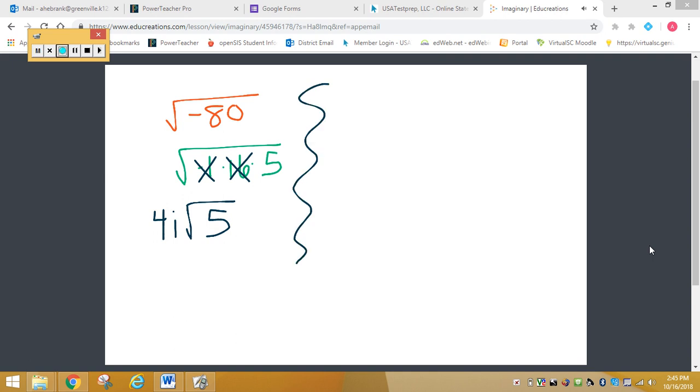Number 4 on your worksheet is going to look like this. Let's do 3 plus i times 3 minus i. Alright, so this is number 4 on your worksheet. Again, it's pretty easy. We're going to do FOIL. We're going to do double distribution, whatever you want to call it.